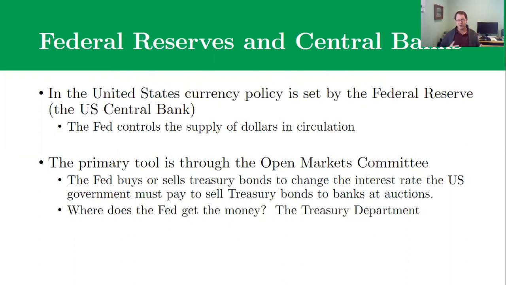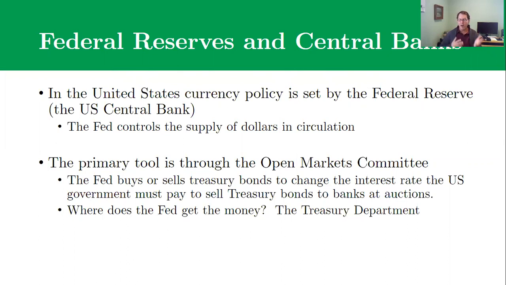But the primary tool that it uses to manage the supply of currency in circulation is through the Fed's Open Markets Committee, where the Federal Reserve will buy and sell Treasury bonds, and in doing so changes the interest rate that the US government has to pay when it borrows money to finance its debt, right? The US government spends more than it takes in, so it has to issue debt or issue bonds to be able to get cash to pay for its bills. Well, the Federal Reserve, through the Open Markets Committee, determines what those interest rates look like, and by buying and selling Treasury bonds.